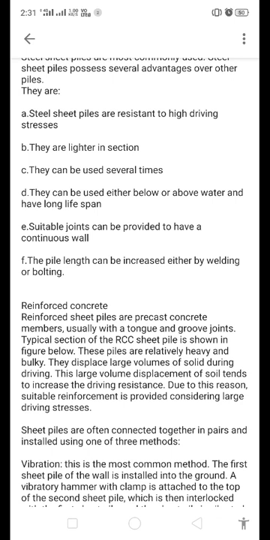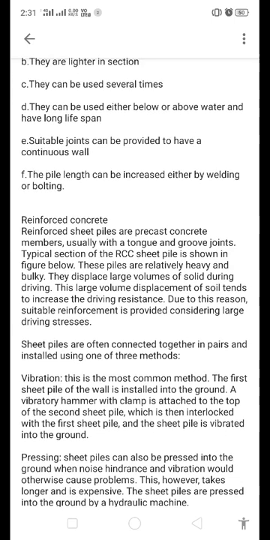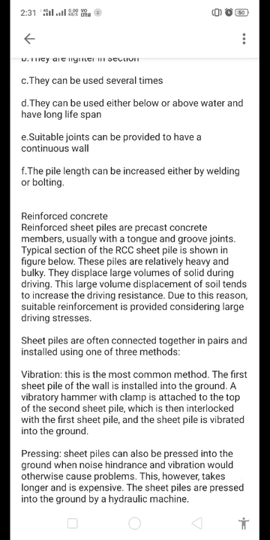They can be used several times. They can be used either below or above the water and have a long life span. Suitable joints can be provided to have a continuous wall. The pile length can be increased either by welding or bolting. So these are the advantages of the steel sheet pile.